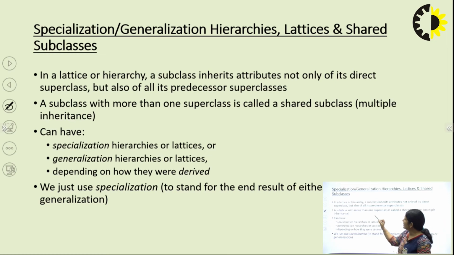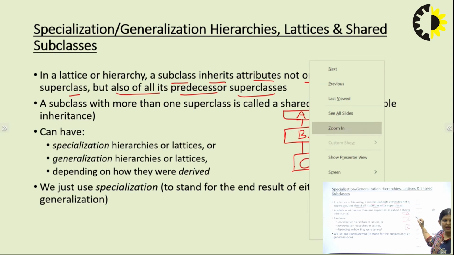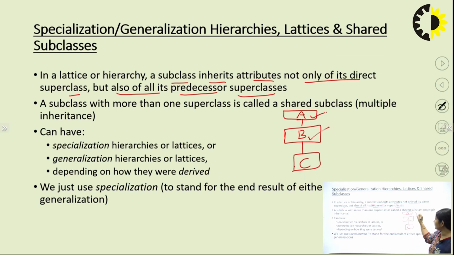Then in a lattice or hierarchy, a subclass inherits attributes not only of its direct superclass, just remember this, but also all of its predecessor superclasses. That is, say we have at the bottom level C, then its immediate superclass is B, and above it we have a superclass that is A. So C would inherit properties of B as well as properties of A. So all the attributes as well as relationships of A and B would be inherited by C.